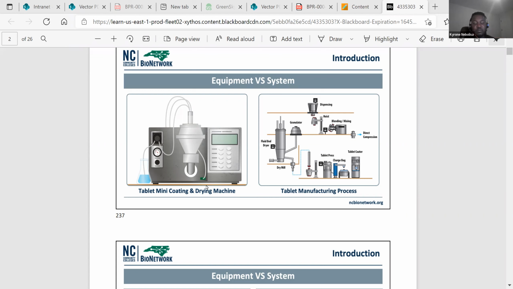So an equipment, pretty self-explanatory. An example is the tablet mini coating and dry machine. Just this particular machine, which is considered a standalone piece of equipment. When you talk about a system or a process, you're talking about the whole concept of how you turn a raw material into a final product, and it goes through a particular process or through a system. So the diagram on the right gives you an overview of a system versus a piece of equipment on the left.